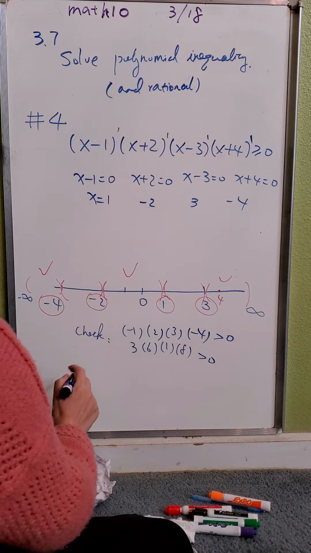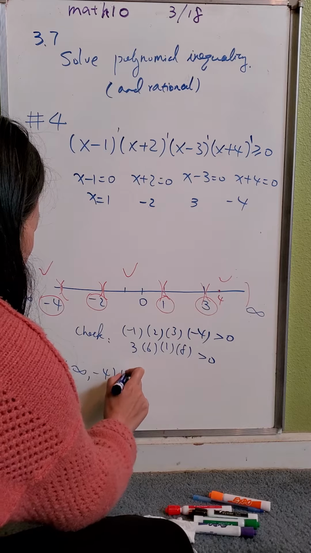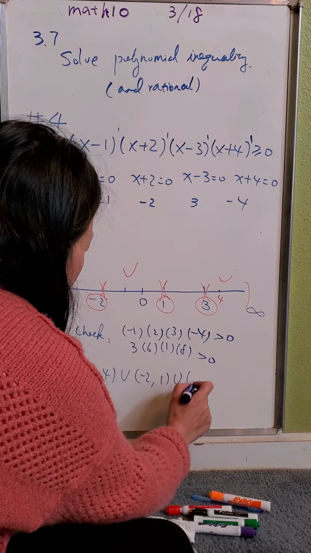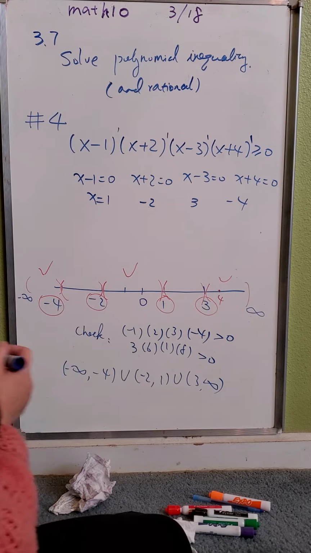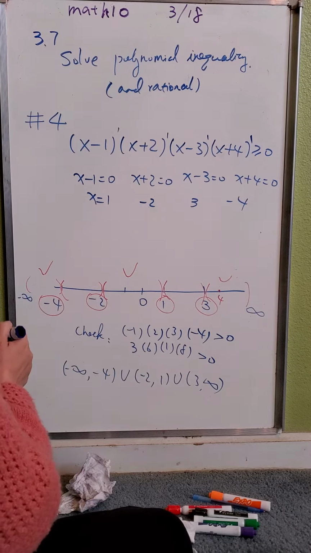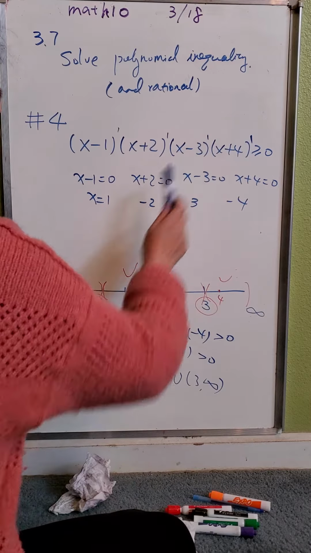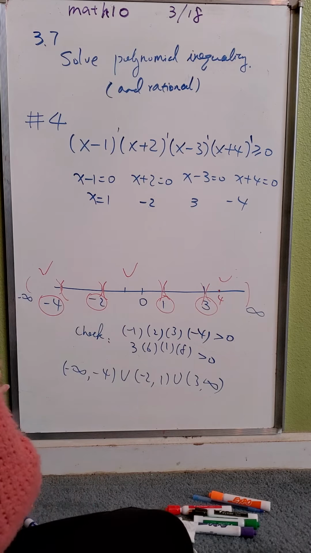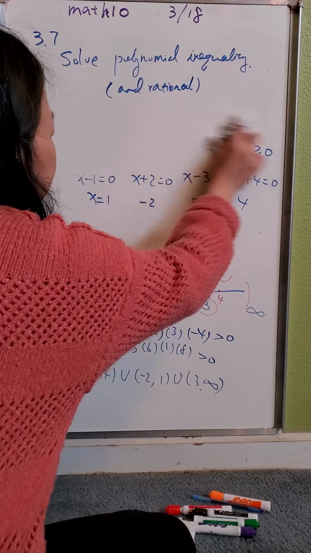So your answer will be negative infinity to negative 4, combined with negative 2 to 1, combined with 3 to infinity. So every other interval, okay? That's how you do it. This technique will always work if the power is an odd number, like 1 or 3. But they usually give you 1. They wouldn't give you higher than that. And that's for number 4.